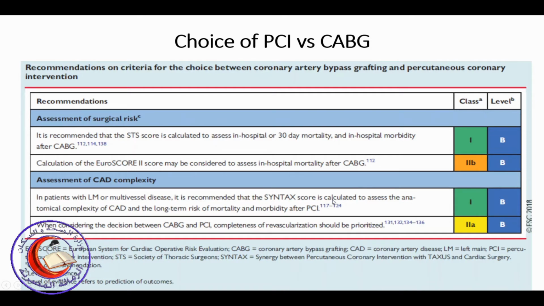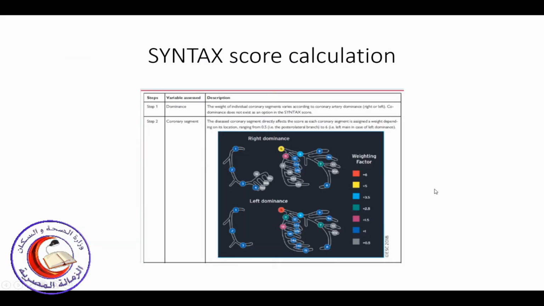How do we do the syntax score? Very simply, first of all, it's dominance. It's all web-based, and you do not need to memorize numbers or anything. So we see the dominance. Is it right dominant or left dominant? Second of all, you look at the lesion, and you just pinpoint where the lesion is, and then there will be a calculator that will calculate the problem.